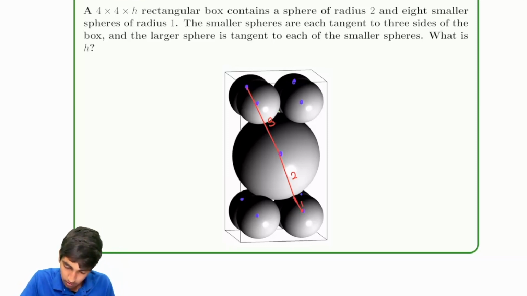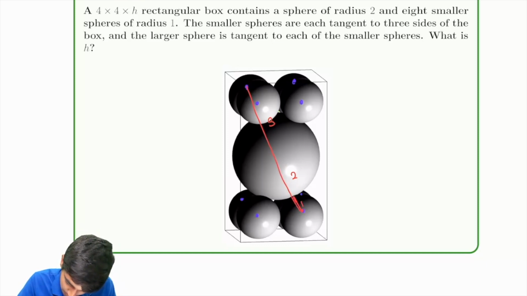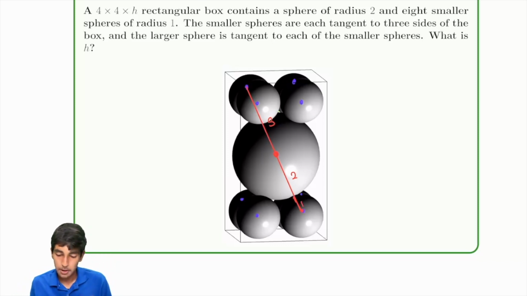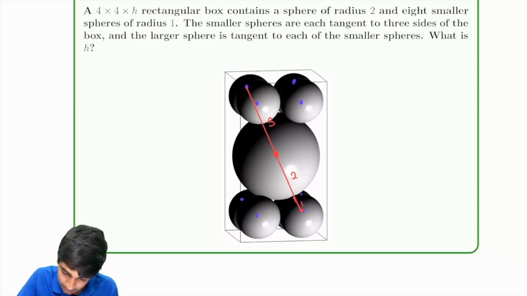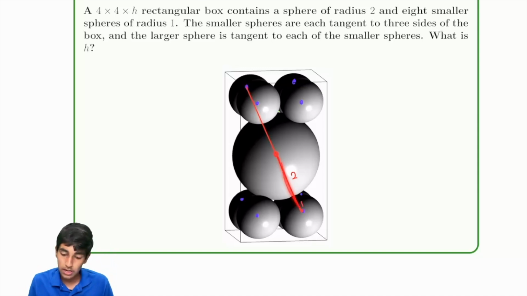So in total, this is a straight line. Hopefully I draw it a little bit better. So imagine this is the center of the middle sphere. We have that this distance is 3, and this distance is also 3. In total, the distance between these 2 points is 6.